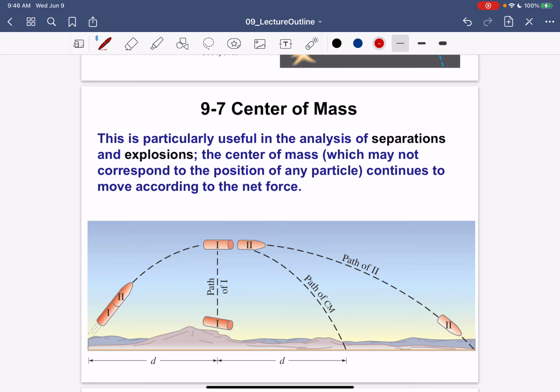We usually use these in situations where we have separations or explosions. Here I have this object, it was one piece, and then it converted into two pieces. One of them is taking this path and the other one is taking this path. But if we calculate the path of the center of mass, you will find that it follows this path here. The center of mass moves in that parabola, which is the projectile motion of a particle.